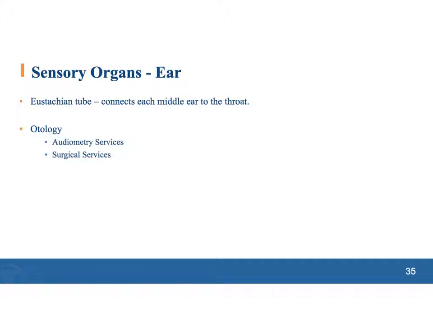Otology is the study of the ear. This is a very specialized field of medicine. There are two types of services: audiometry and surgical. Surgical services are often performed by an ear, nose, throat physician, and the codes for the procedures are typically found in the surgery section of the CPT codebook. Audiometry services are studies to test and improve your hearing. These codes are found in the medicine section of the CPT codebook.